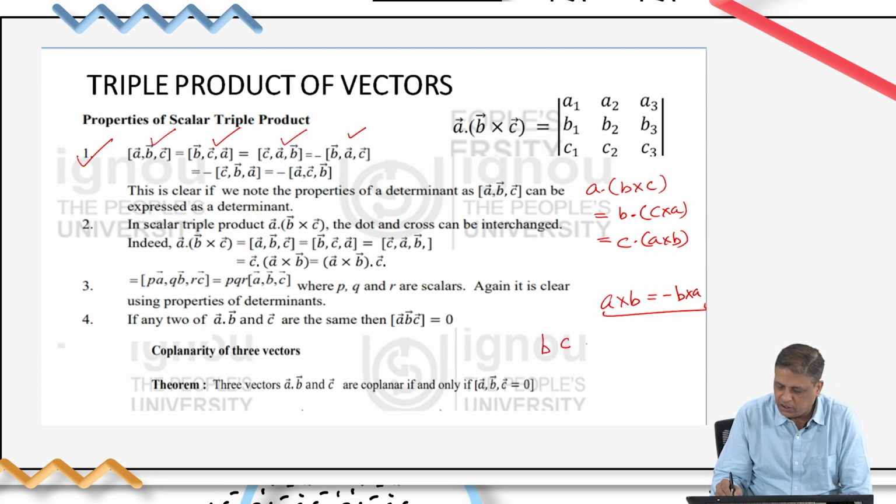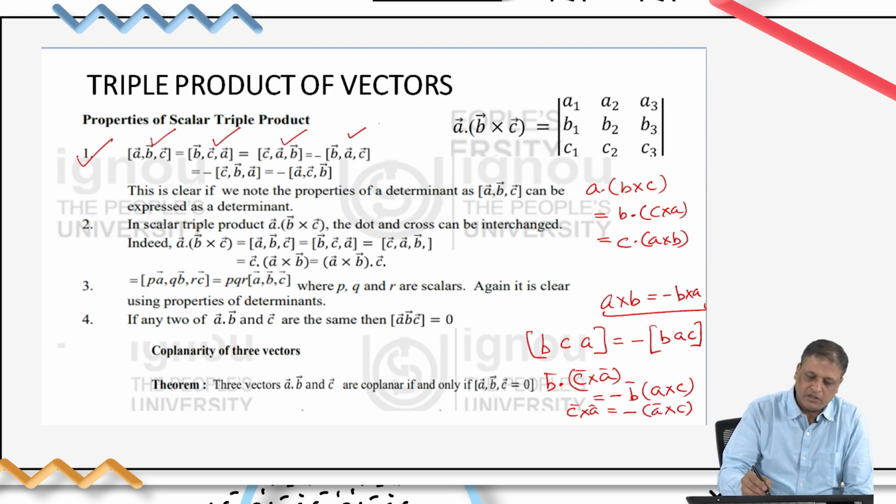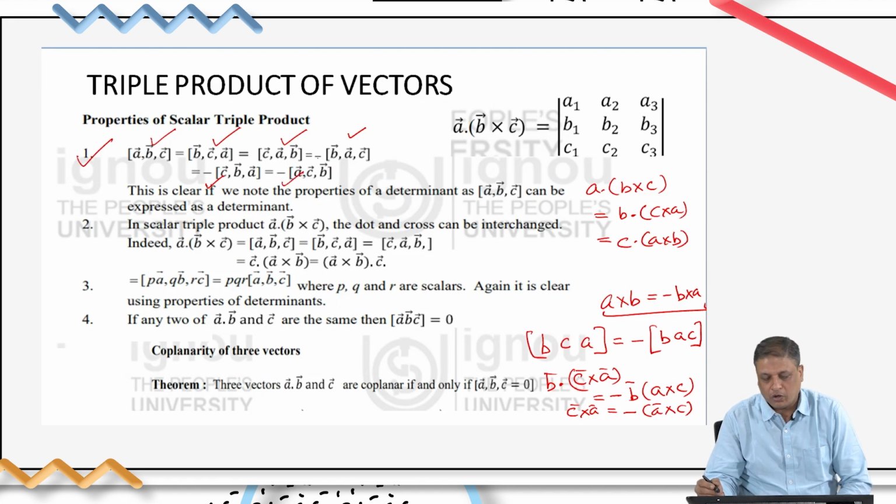So, [B C A] is equal to minus of [B A C], because C cross A, this is B dot C cross A, and this is equal to minus of B dot A cross C. Why? Because C cross A is equal to minus of A cross C. So, that means A dot B cross C is equal to B dot C cross A is equal to C dot A cross B, but this is negative of minus of B dot A cross C, negative of C dot B cross A, negative of A dot C cross B.